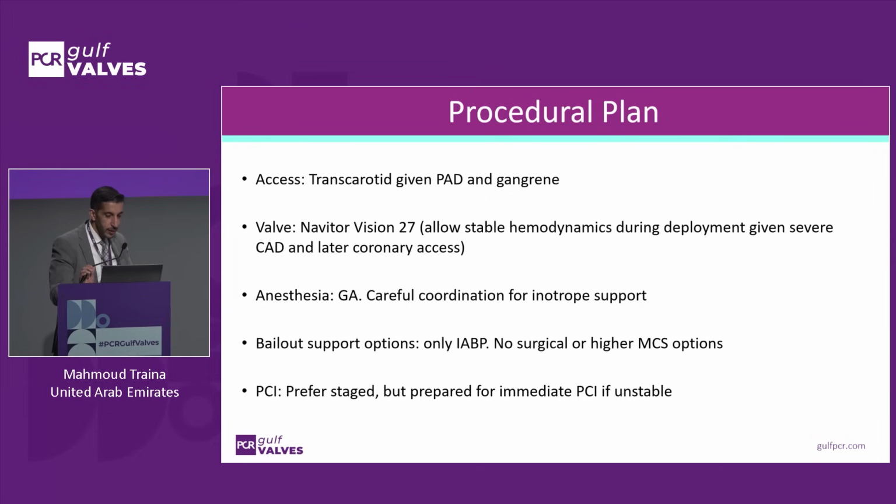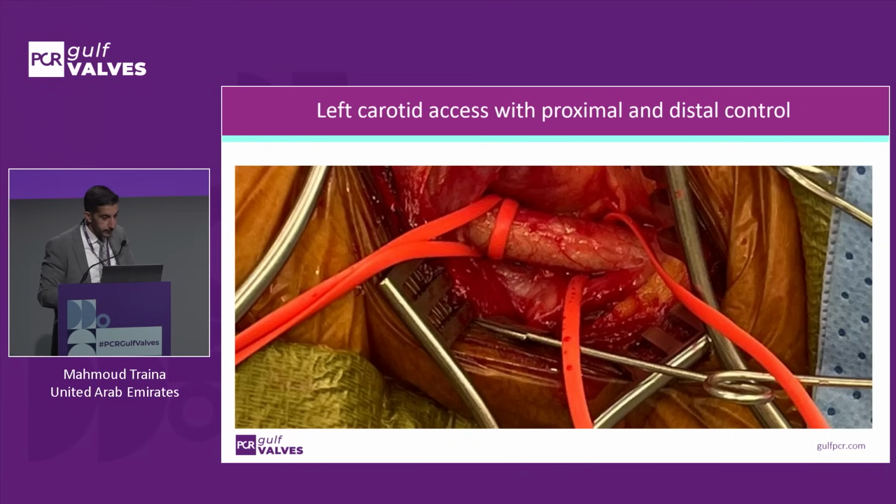The thought concept with the use of Navitor was to allow more stable hemodynamics given the left main and triple vessel disease during the deployment, so the patient doesn't get unstable on us, but also provides better coronary access for later. So we used anesthesia, was GA, with careful coordination for the inotrope support. No good bailout options if he got sick on us because of the peripheral disease, so the only option would be a balloon pump. And PCI, we were ready to do it at the same time, but obviously with the open carotid access, the plan was to do it staged if possible.